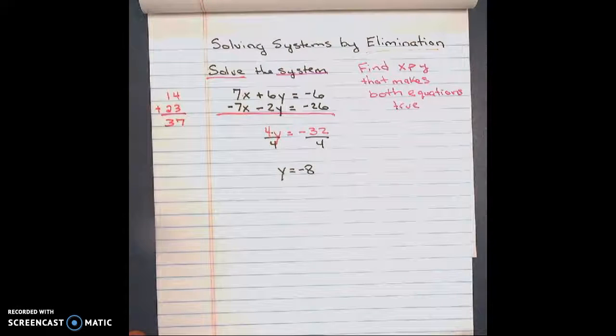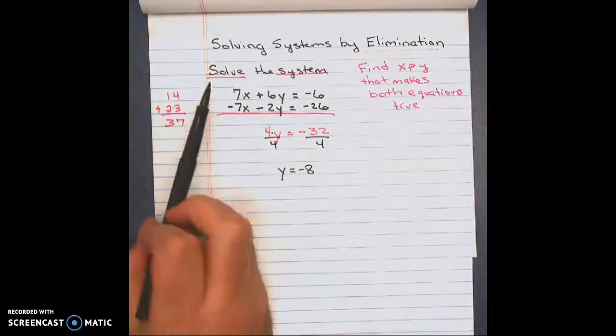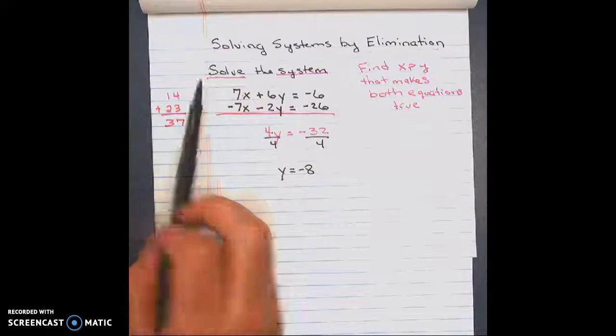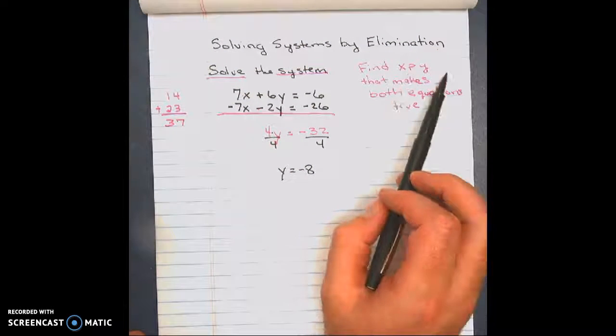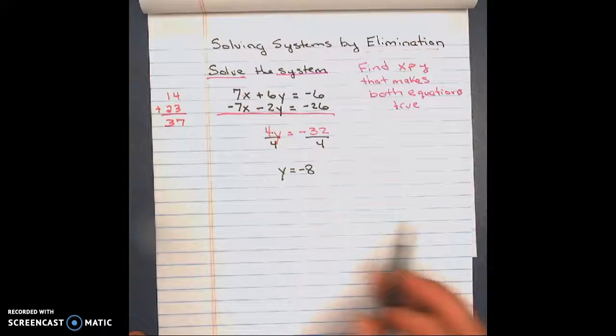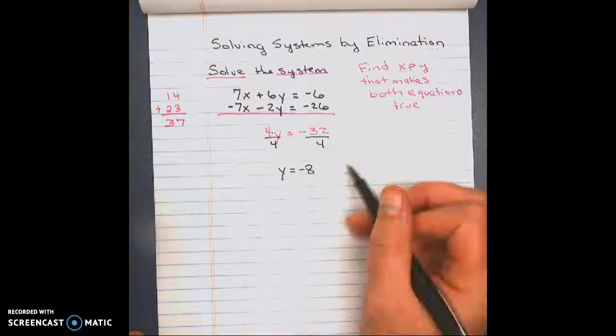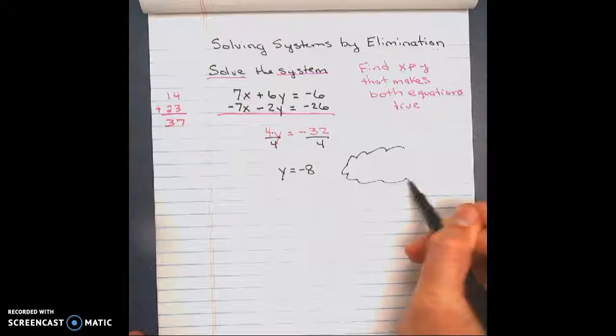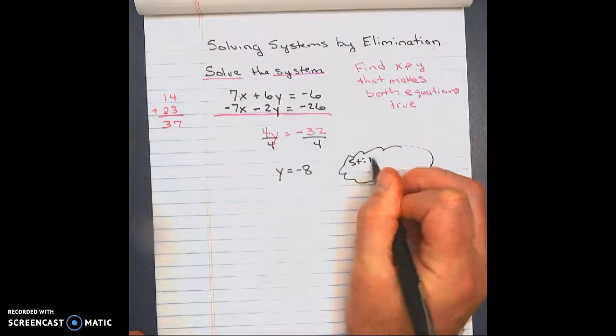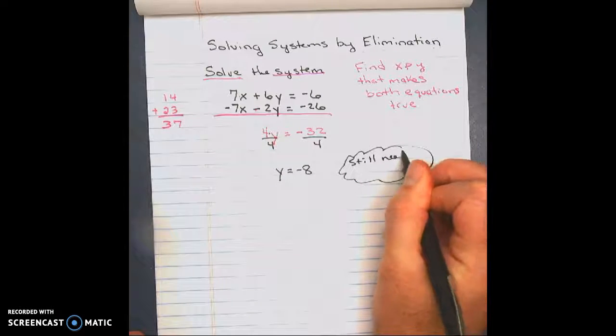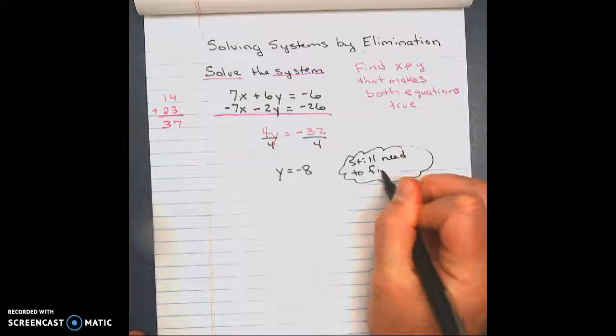Now you might be tempted to stop here, but if you remember what we said the definition of solving a system means, it's find the x and the y that makes both equations true. We just found the y, so we're only halfway to our goal. We still have to find x. So there's still another part. Still need to find x.